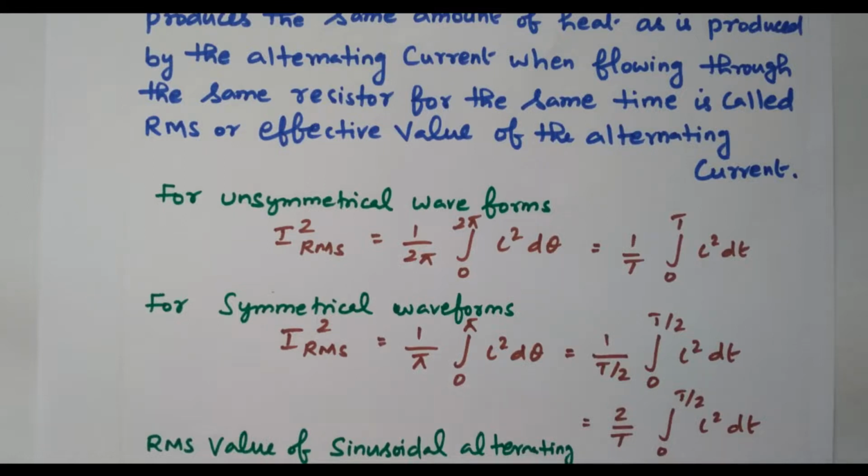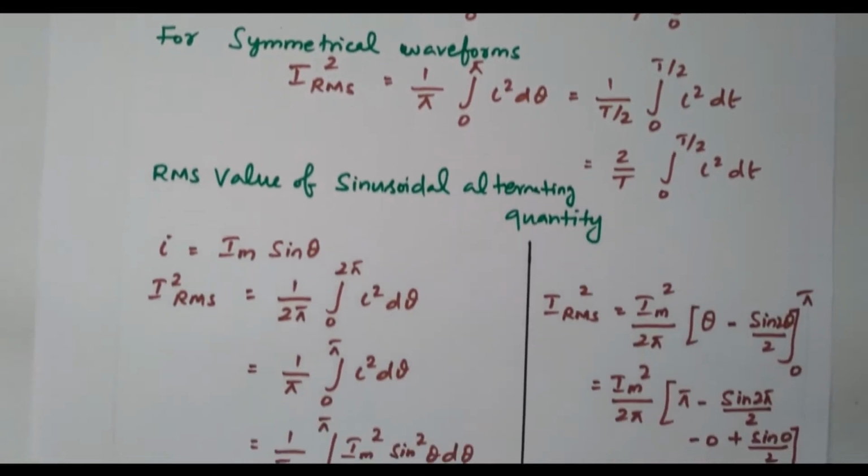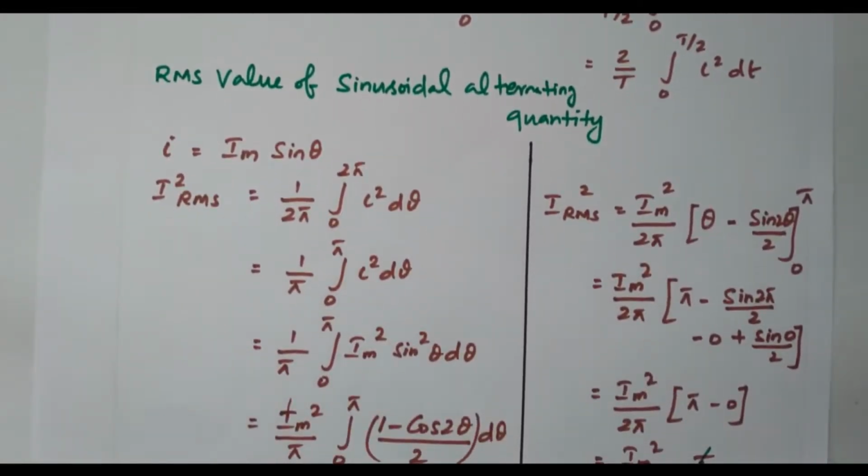Now we'll go to the alternating quantity. We'll see the RMS value. So I equals Im sin theta. We already discussed. So I square RMS, here the square is done on both sides, so the negative becomes positive. 1 by 2 pi, 0 to 2 pi, I square d theta. But here only 1 by pi is enough, right, because it is a symmetrical value. So 1 by pi, 0 to pi, I square d theta. So 1 by pi, 0 to pi, I square is Im square into sin square theta d theta.